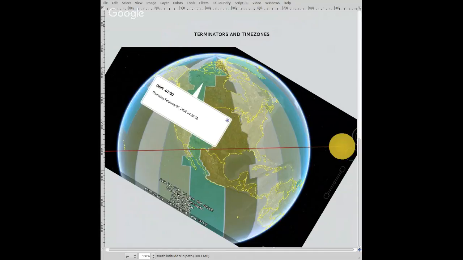If the June solstice, the Earth is pointing toward the sun. That's the way the terminator lines should go, and they don't. That's the way the sunrise lines go, and they don't.